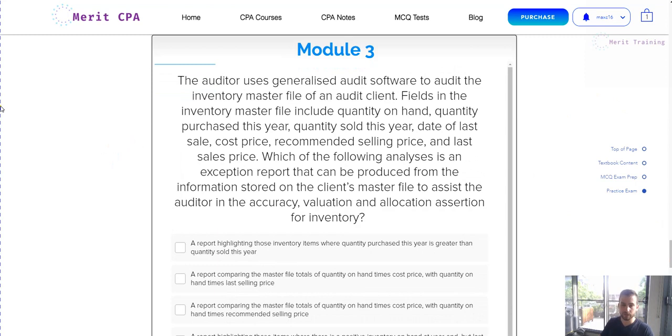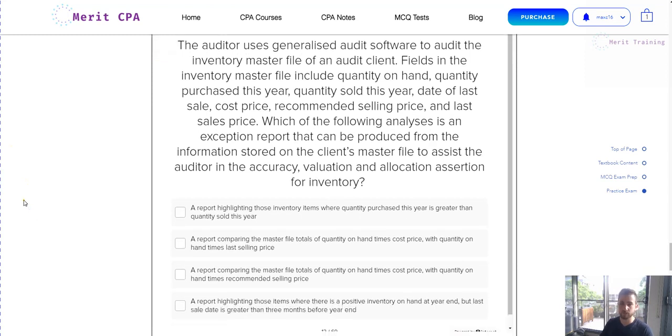Okay, so for this one it says the auditor uses generalized audit software to audit the inventory master file of an audit client. Fields in the inventory master file include quantity on hand, quantity purchased this year, quantity sold this year, date of last sale, cost price, recommended selling price, and last sales price. Which of the following analyses is an exception report that can be produced from the information stored on the client's master file to assist the auditor in the accuracy, valuation, and allocation assertion for inventory?